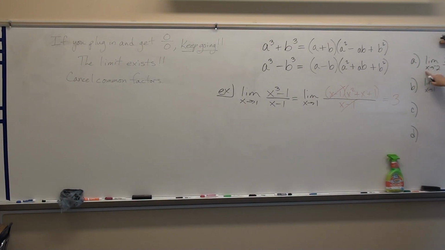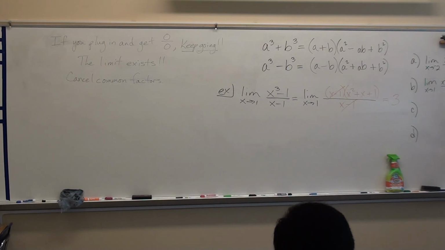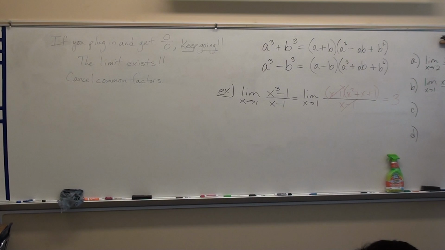Okay, this first one's the limit as x approaches -2 of x squared plus 5x plus 6 over x plus 2. The next one is the limit as x approaches 1 of x squared plus 5x plus 6 over x minus 1. Then we have the limit as x approaches 3 of x squared minus 4 over x plus 2. And the limit as x approaches 2 of x squared minus 4 over x plus 2.